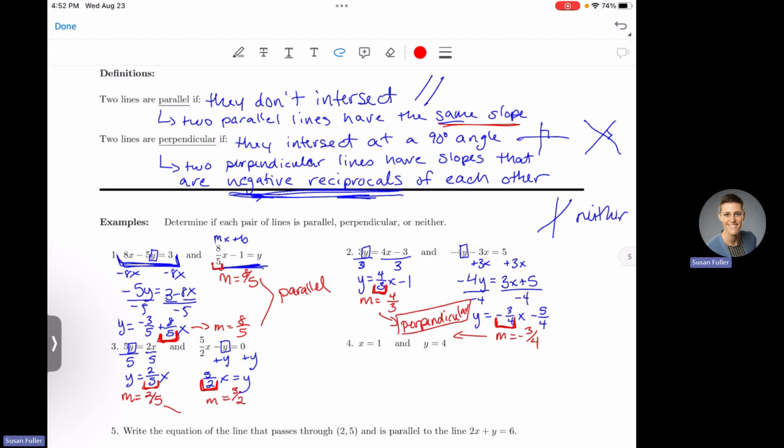So I'm going to look at these and ask myself, are they the same? Are they negative reciprocals or neither? Well, they're not the same, and they are reciprocals, but they're not negative reciprocals because they don't have opposite signs. And so because they are reciprocals but not negative reciprocals, these guys are neither parallel nor perpendicular.